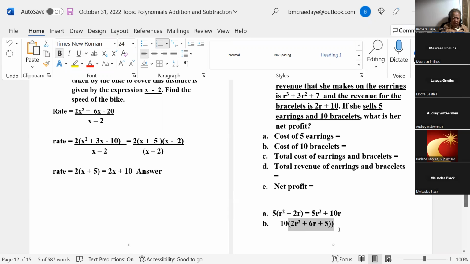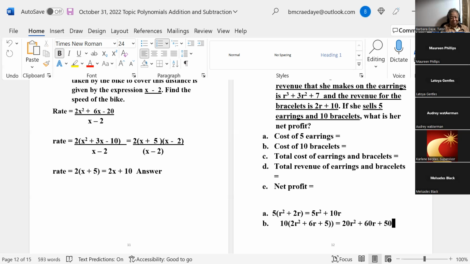Okay, so you got 20r to the second power. What's 10 times 6r, Mercedes? 60r. Very good. So let's put plus 60r, and 10 times 5 is 50. So you got your answer for B.